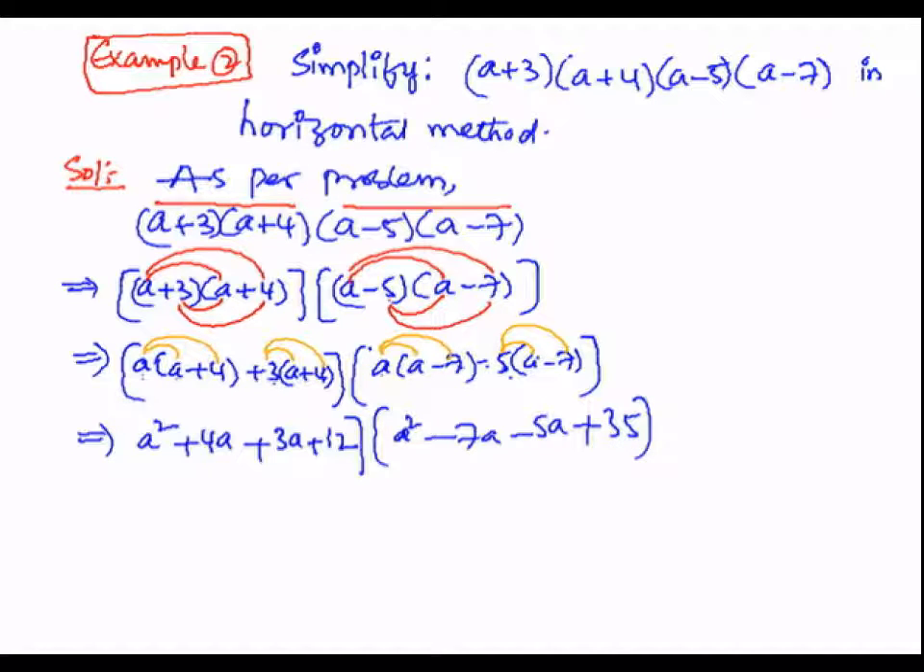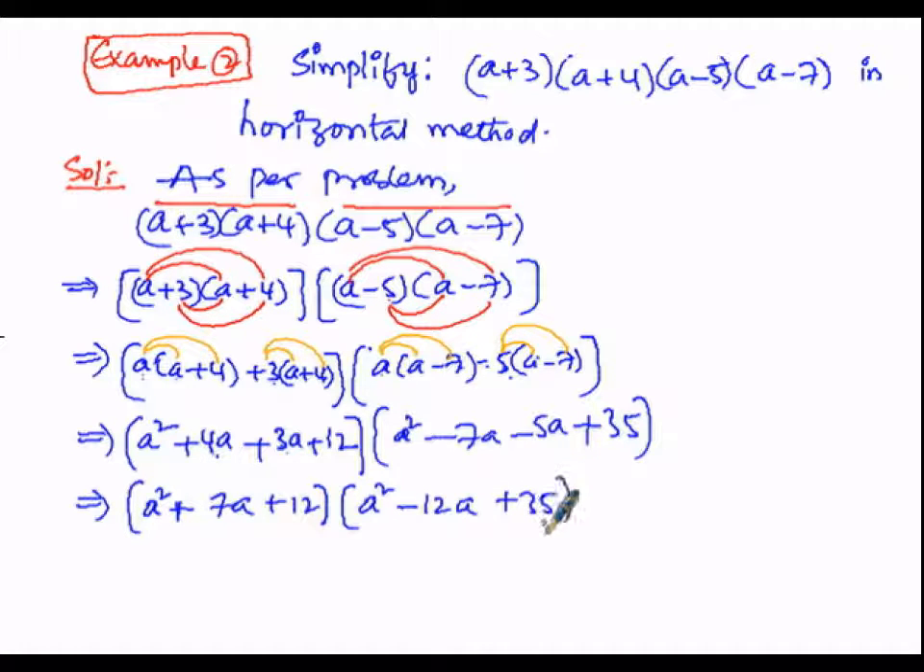Then here, in the first bracket, a square has no other like term, but 4a and 3a are like terms, plus into plus is plus, so we add up 4a plus 3a is 7a, and the sign is positive. Then the last term is 12. Then later, a square is a single term, there are no other like terms, so here we add up the like terms, a and a: minus of minus is plus, we add up 7 plus 5 is 12a, but among 5 and 7, 7 is greater, and its sign is minus, so the minus sign will be assigned, plus 35 copied as it is.